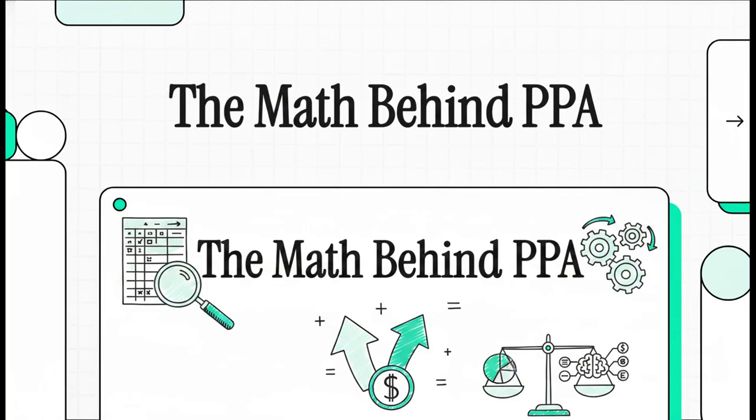Today, we're diving straight into the deep end of M&A, specifically the math behind Purchase Price Allocations, or PPA. We're looking at exactly where high-level accounting theory collides with the gritty, practical mechanics of financial modeling.